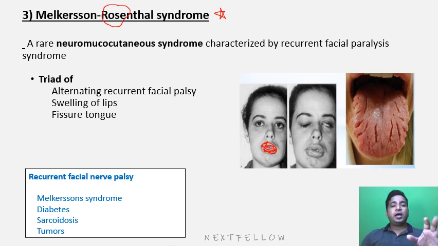Remember the triad. Tell me, what are the other causes of recurrent facial nerve palsy? Again, asked in the exam. So for recurrent facial nerve palsy, the causes include Melkersson-Rosenthal syndrome.